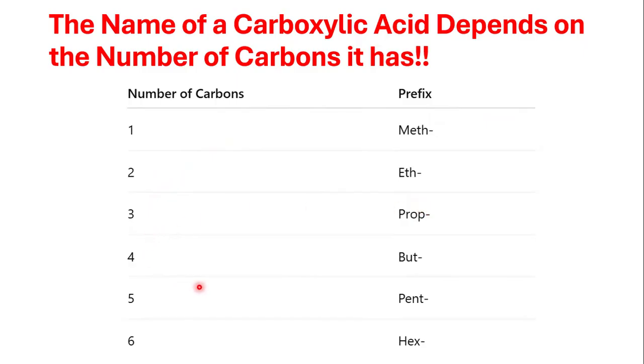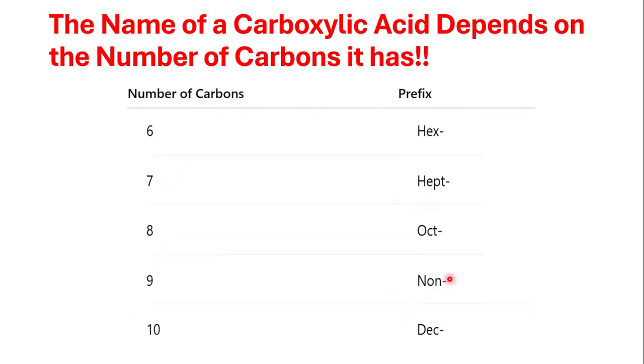Then if it has four carbons, it's going to be but. If it has five carbons, it's going to be pent. If it has six carbons, it's going to be hex. What about seven? If it has seven carbons, it's going to be hept. If it has eight carbons, it's going to be oct. If it has nine carbons, it's going to be non. And if it has 10 carbons, it's going to be dec. And so this is how you can determine which prefix we're going to use for a certain number of carbons.